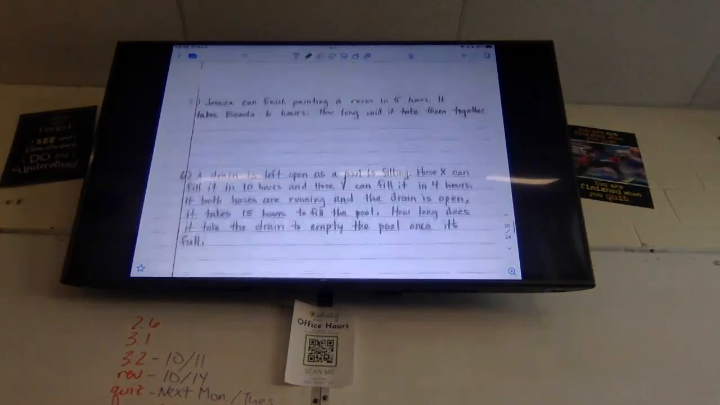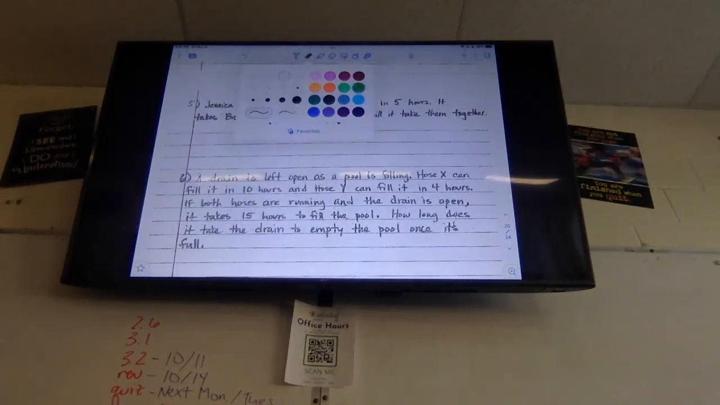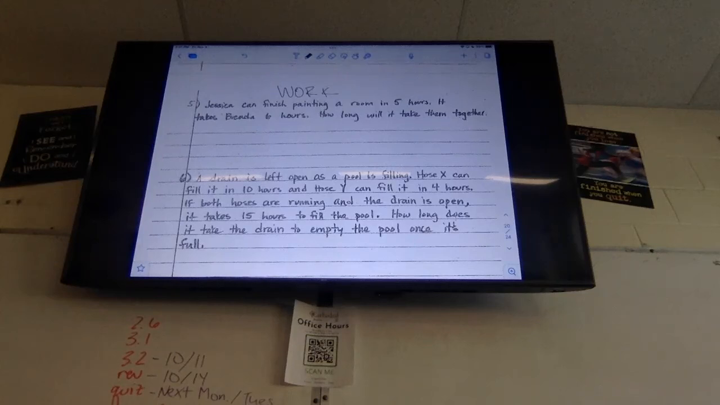Okay, 5 and 6. These are what we call work problems. They are word problems because they're made up of words, but they are also called work problems because we're doing work. This is kind of a weird little formula setup, so I understand that it might be confusing. The first problem says Jessica can finish painting a room in 5 hours. It takes Brenda 6 hours. How long will it take them together?